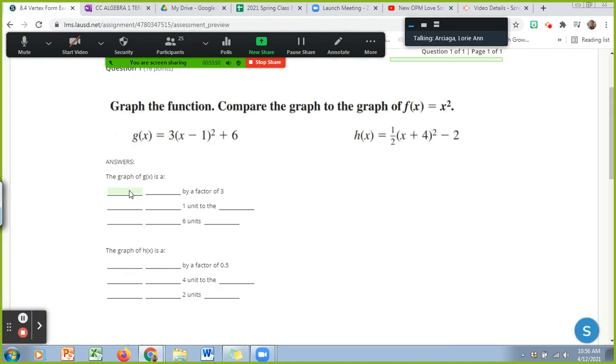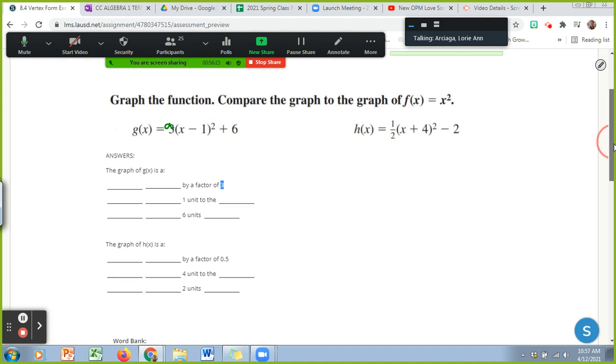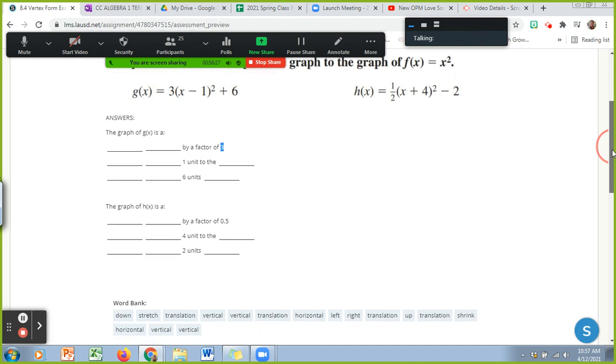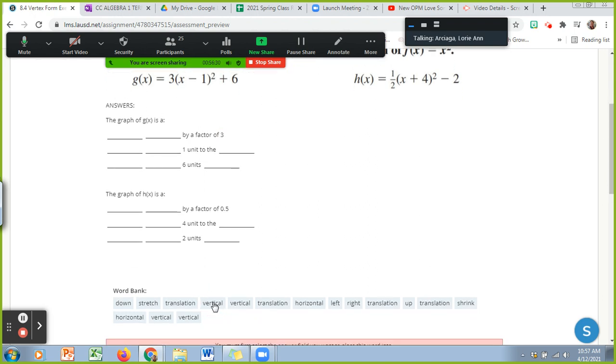For number 1. It says here by a factor of 3. So where do you get the 3 from? The 3 is from the a value, right? So this is the a value. The a value either vertically stretches or vertically shrinks it. It's bigger than 1, so what are you going to pick? If it's bigger than 1, then you're going to do vertical.